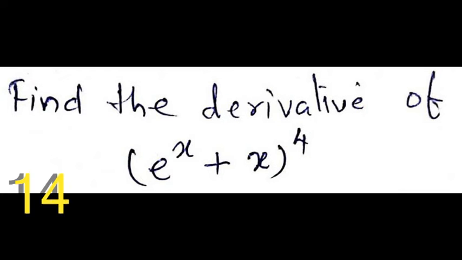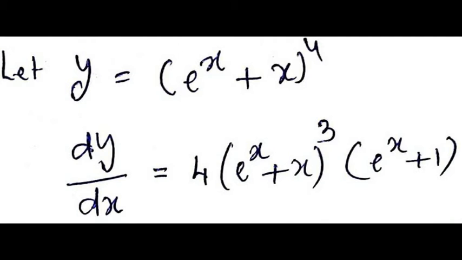Find the derivative of e raised to x plus x whole raised to 4. Derivative of x raised to n is n x raised to n minus 1, and therefore derivative of e raised to x plus x whole raised to 4 is 4 e raised to x plus x whole raised to 3, and derivative of e raised to x is e raised to x, derivative of x is 1. Therefore we get the answer 4 into e raised to x plus x whole raised to 3 into e raised to x plus 1.